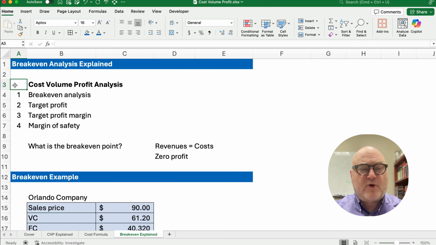Working on the idea of break-even analysis. I'm going to show you what it means, but we'll show an example of how to calculate the break-even point.